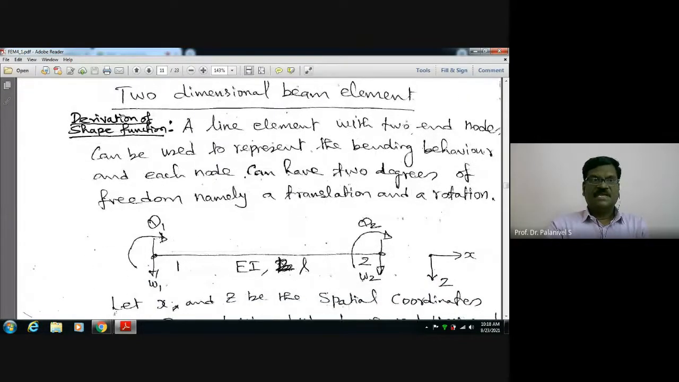Two-dimensional beam element. Derivation of the shape function first we will see. So I have taken the two-dimensional beam element. First we are going to see the derivation of the shape function for it. Afterwards we are going to see how to derive the element stiffness matrix for it. First, a line element with two end nodes. For the two-dimensional beam element we are using a line element only, but the node degrees of freedom we are assuming differently. A line element with two end nodes can be used to represent the bending behavior, and each node can have 2 degrees of freedom, namely a translation and a rotation.